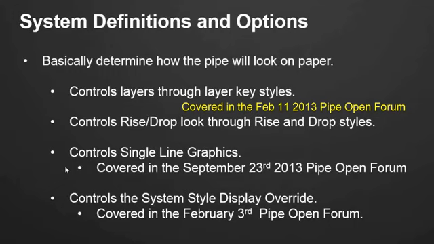It also gives you control over your single line graphics. So if you have a 4-inch pipe, you can tell it to display as a single line for a single system. Maybe another system it changes to a single line at 6 inches. And another system it changes at 8 inches. There's a whole lot of control you can get over that, and we went over it in one full session back in the September 23rd Open Pipe Forum.